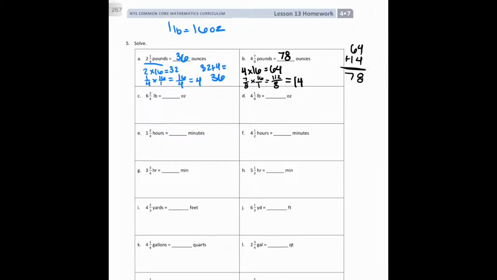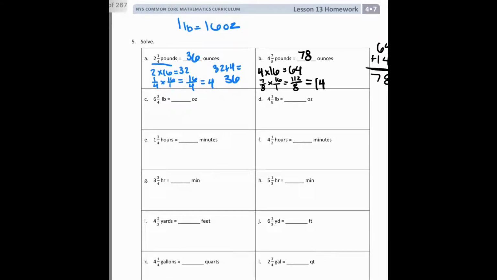All right, let's look at C. We have 6 3/4 pounds. It's equal to how many ounces? So we're going to say 6 times 16, and we're going to say 3/4 times 16. 6 times 16, and do it off to the side. 6 times 6 is 36. 10 times 6 is 60. And I get 96 ounces. So I'm going to say 96 here.